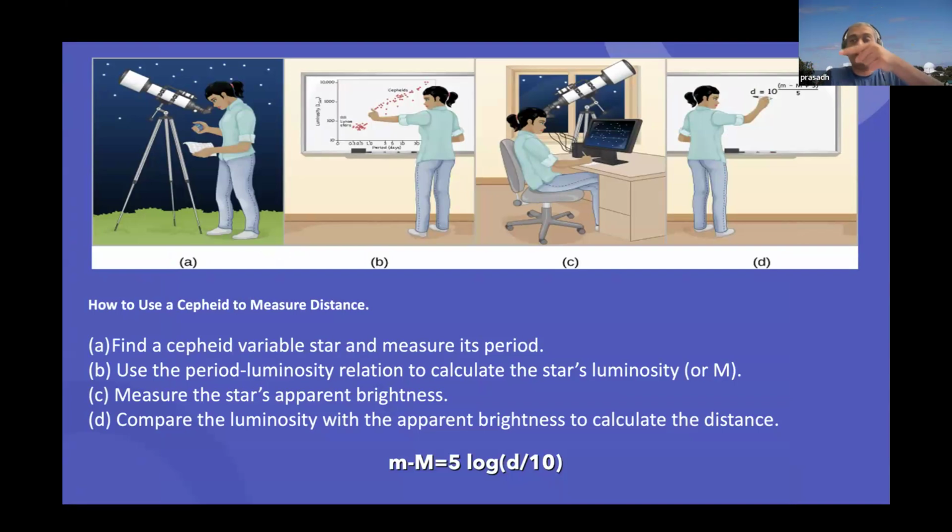And then you use that period luminosity relationship to calculate the star's luminosity, and that will give you the absolute magnitude. And then you measure the star's apparent brightness. That is, you just look at the star and measure the brightness that will be apparent. You can convert that brightness into magnitude from that magnitude scale, right? And once you know the apparent and the absolute magnitude values, you can use this equation that I just introduced in the previous slide to get an idea about the distance. So that's how it works.